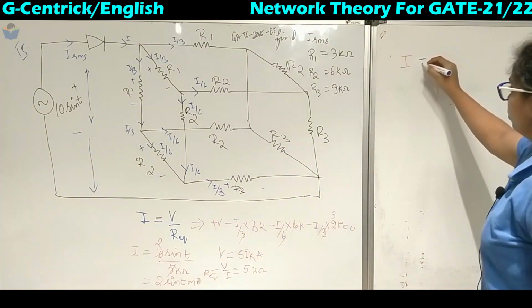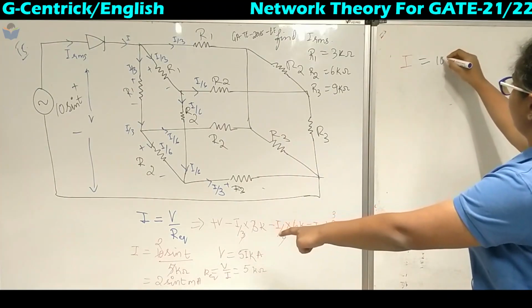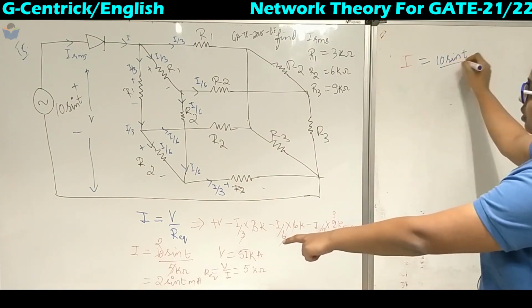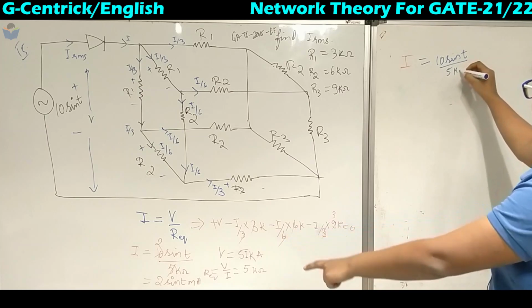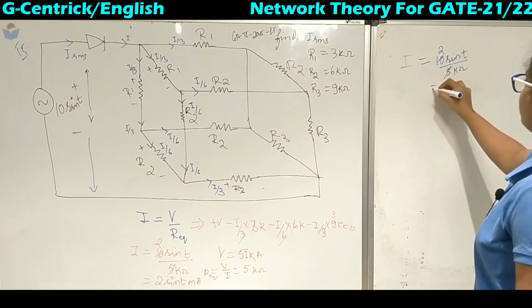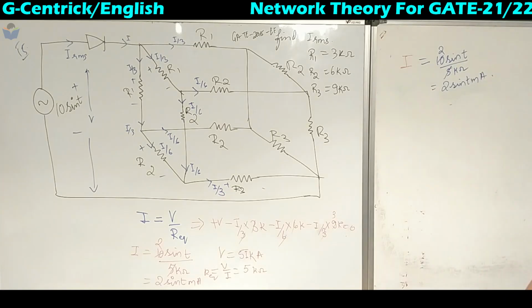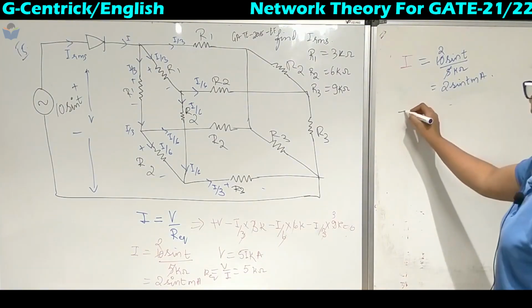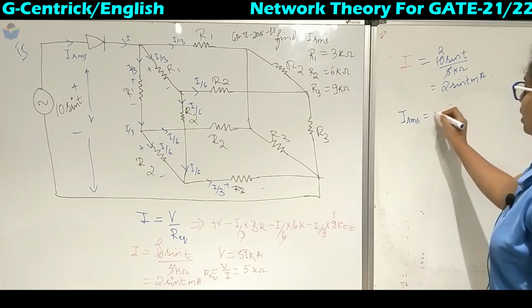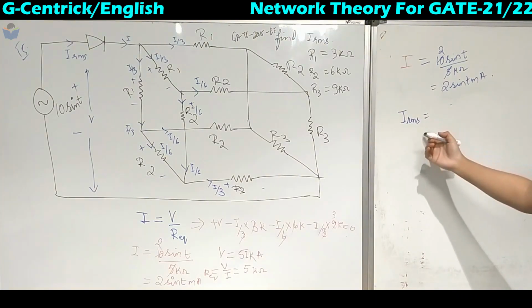I is equal to, how much we got? 10 sin t upon 5 kilo. So this gets cancelled. So we have 2 sin t milliamperes. Okay, so now we want only IRMS. What we want? IRMS. So IRMS, we know that.